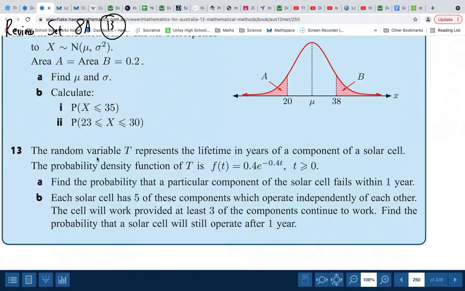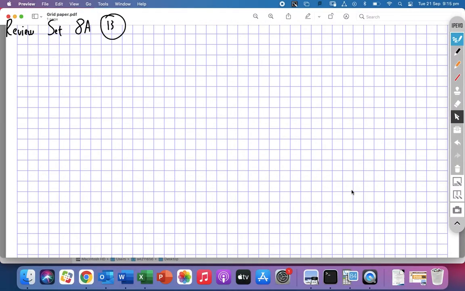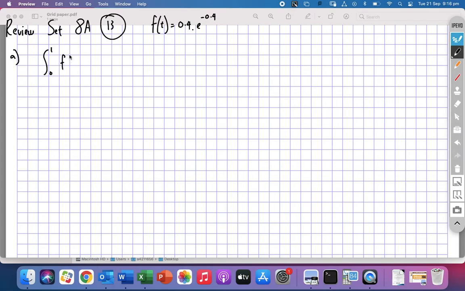Where's the question again? Find the probability that it fails within 1 year. So I'd be writing for part A here, the integral of the function that they've given me, the probability density function times e to the minus 0.4. You know, it's f of t dt, and we got about 33%.